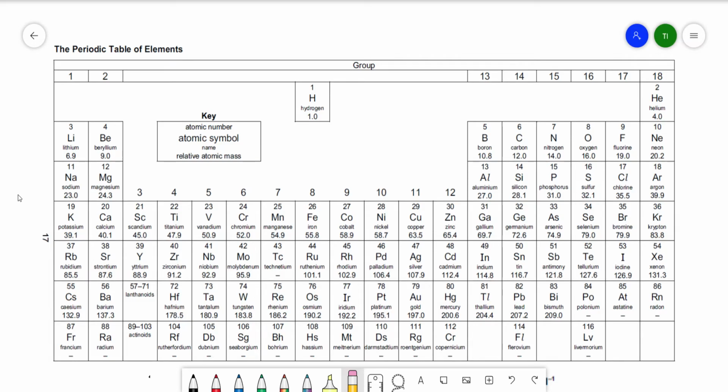Hello everyone, today we'll be covering part 2 of CIE A-Level Chemistry Atomic Structure, code 9701. Today we'll be talking about a further example of the electronic configurations and regarding the ionization energies and their trends.